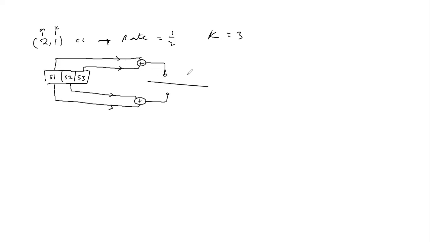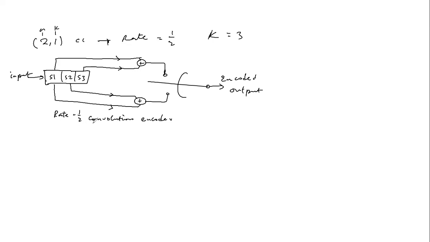So let's say this is a switch. So this is the encoded output. In this case, we have the input sequence coming in this way, and we have the encoded output. Okay, so this is a 1/2 rate convolution encoder using the shift register method.